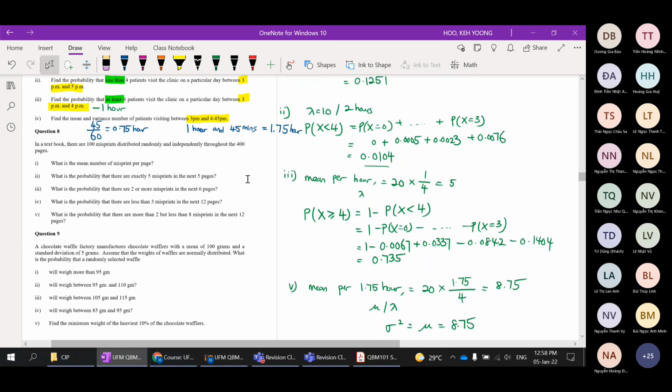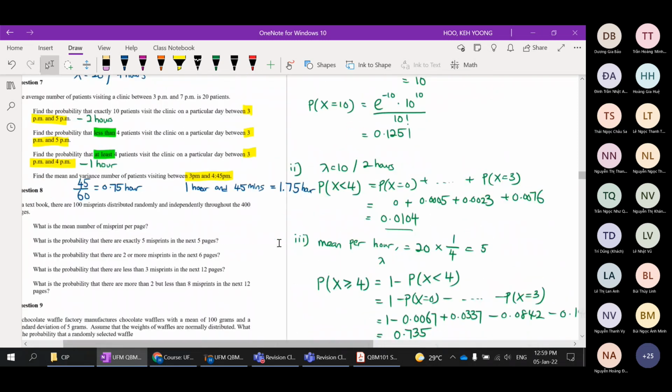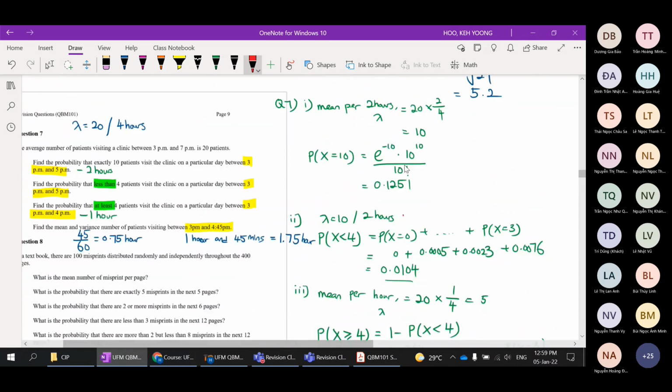Any questions you want to ask? Why for question 3 do you need to calculate the mean again? Oh, I did calculate for question 2. In question 2, I'm using 10, right? How do you get this 10? You refer to question 1, because the time period is the same for question 1 and question 2. So we don't have to calculate it again.